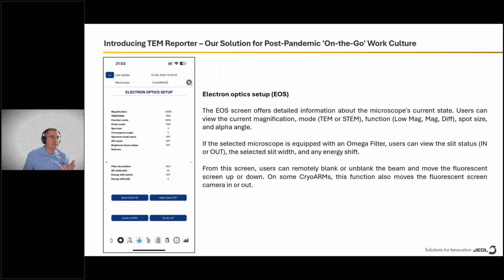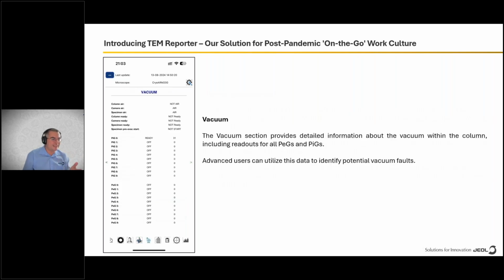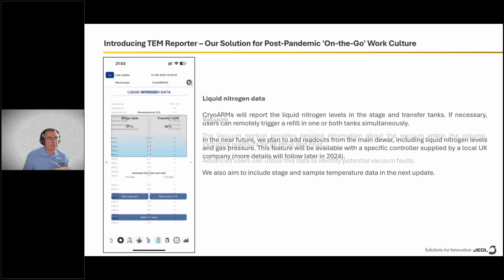We can also blank the beam and unblank the beam and put the screen up or down. This is to protect the camera. Here, the idea was to keep the camera safe. We can read out the vacuum. Sadly, not all values are forwarded to TemReporter. We are working on it, but right now, at least it can give you an idea whether the vacuum was crushed or whether the vacuum is still there.